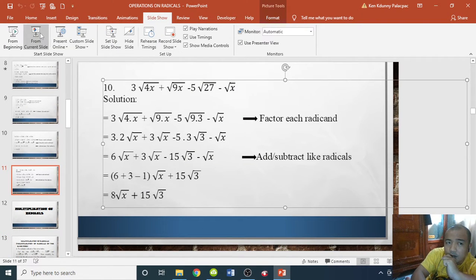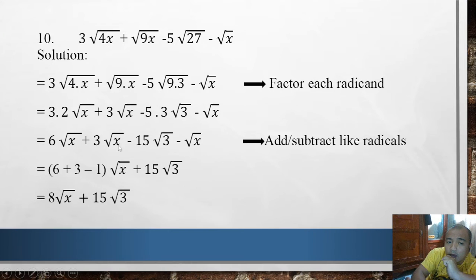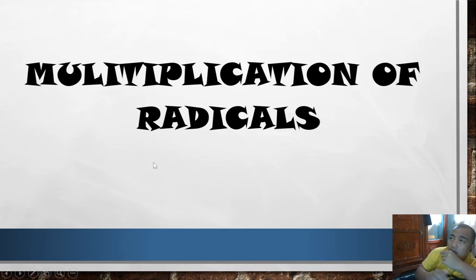Okay, it's in picture form. So may I correct my answer here? It should be minus, right? It is 8 square root of x minus 15 square root of 3, because it's minus there. Okay, you know already how to add and subtract radicals.